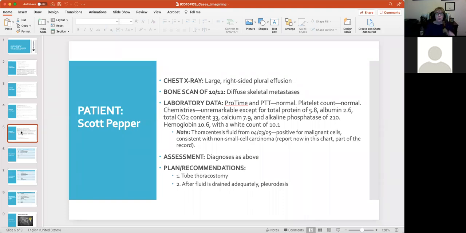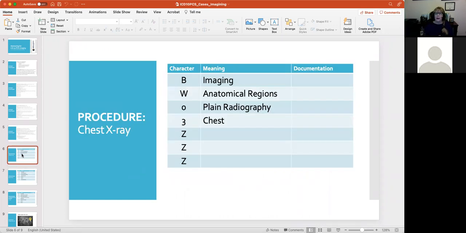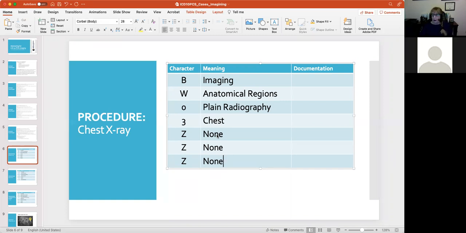Okay, so first up, we have the chest x-ray. So B is the imaging section, B as in boy. W, anatomic regions. And remember, an x-ray is known in professional circles as radiography. Now, here's something that's interesting. In CPT, X-rays are listed in the index under radiography, under R, okay? But they are described as X-rays.